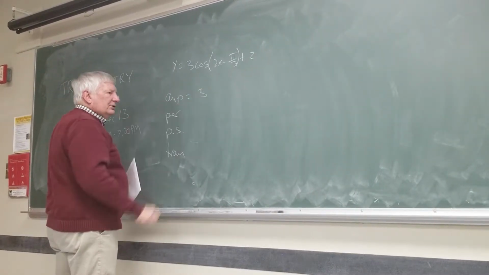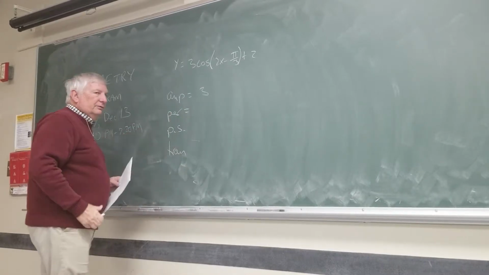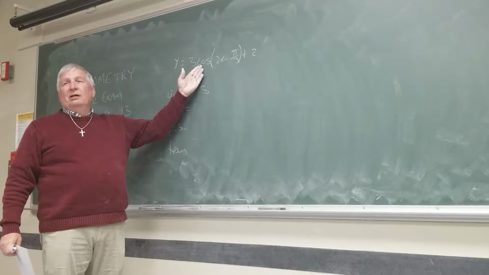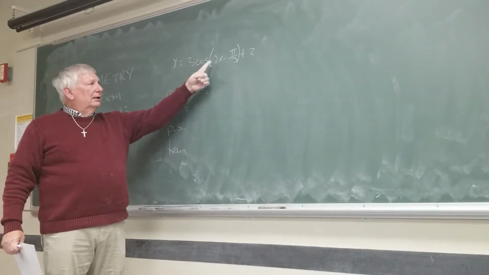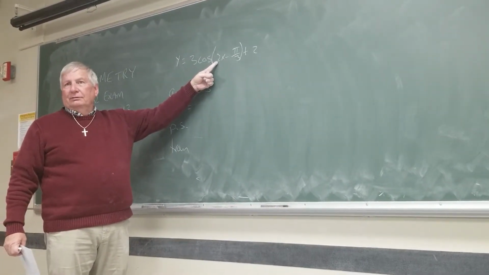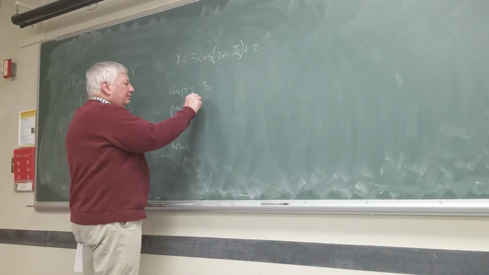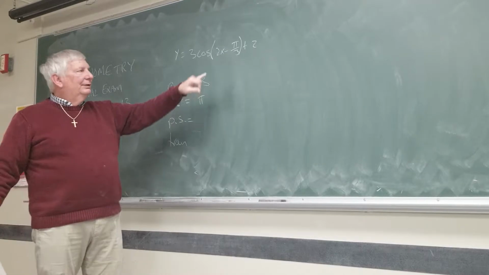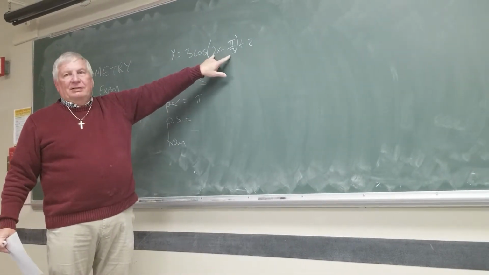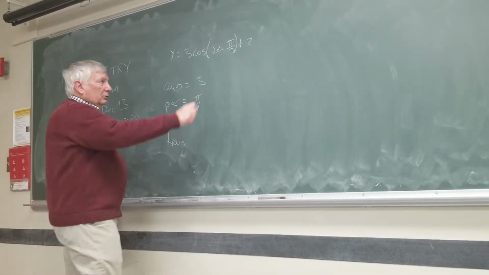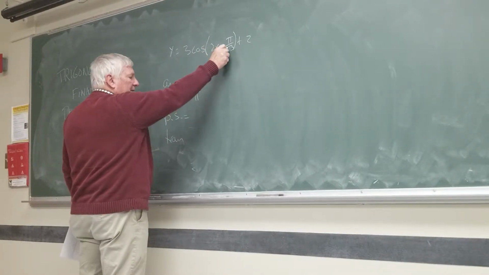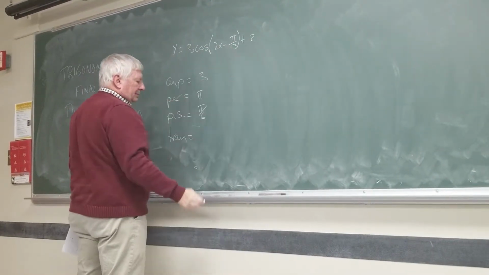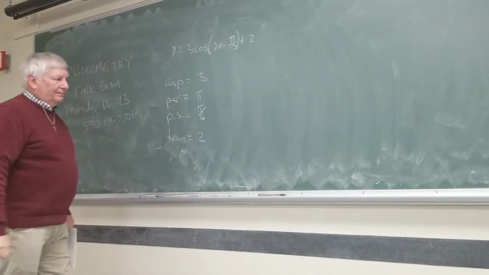Amplitude is the leading coefficient. Period for cosine and sine, secant and cosecant, is 2 pi divided by the leading coefficient. 2 pi divided by 2 is pi. The phase shift is the value of x that makes this behave like 0. Twice pi over 6 is pi over 3, minus pi over 3, so that's pi over 6. And the translation is tacked on at the end.